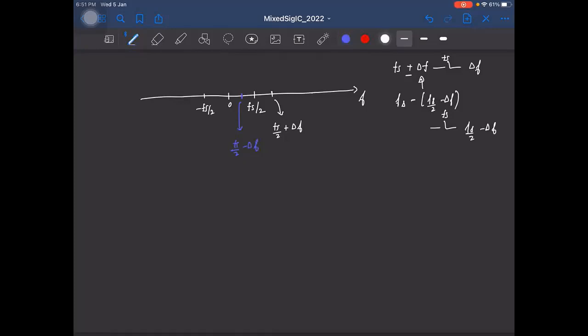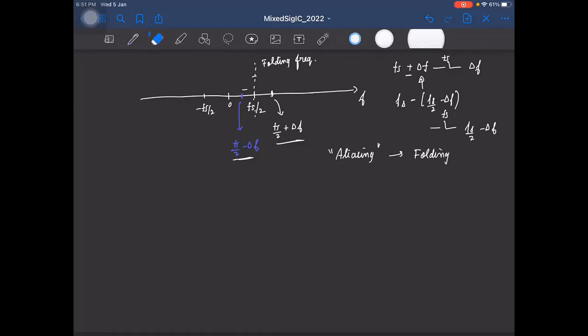So in a way, you can think of fs by 2 as some point. So it's like a folding axis, right? Beyond which any frequencies will get aliased back, right? So this frequency, you can think of it as folding back to this point, right? So this is fs by 2 minus delta f. This is fs by 2 plus delta f. And because of this reason, this fs by 2 is also called the folding frequency, right? And this process of aliasing is also referred to as folding, okay? So we synonymously say a frequency folds back or aliases back.